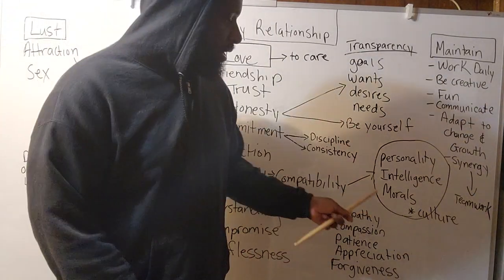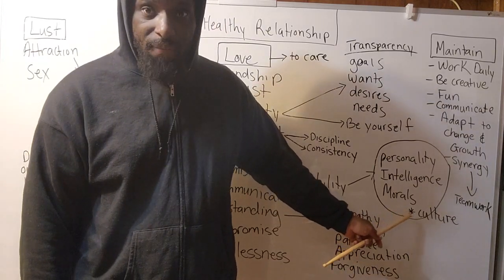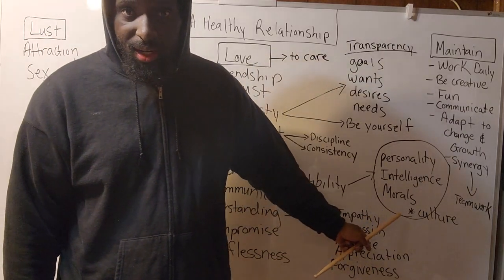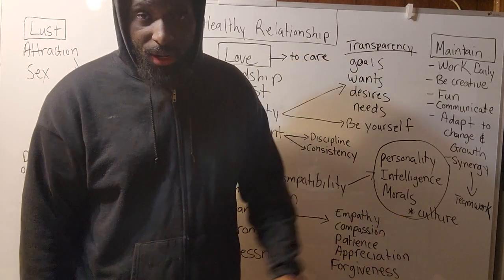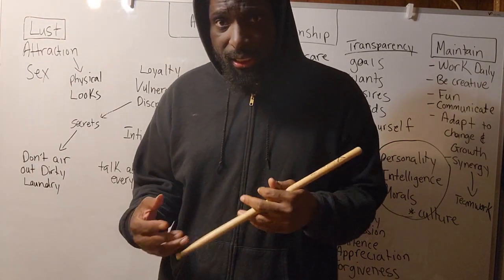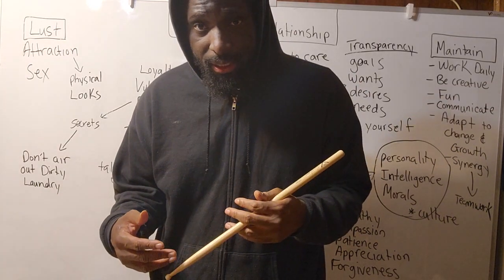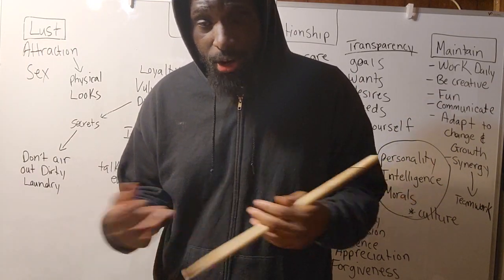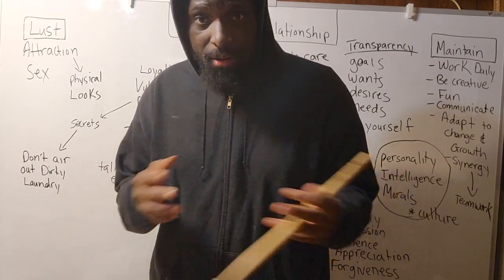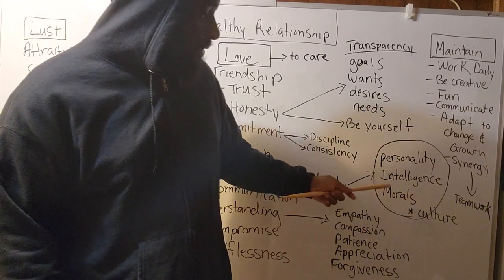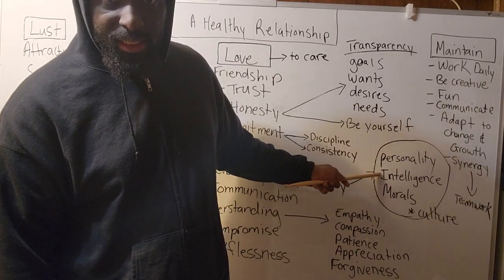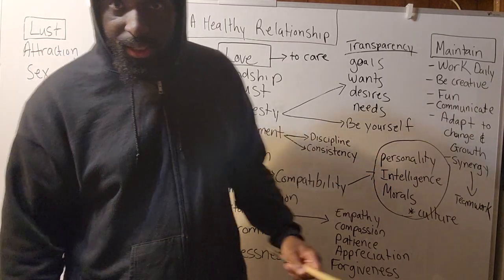So this is why I put culture in asterisks. It would be nice if you do share the same culture, but this is not necessarily a requirement. Why do I say that? Because, for instance, a Black American dating a Caribbean girl, a Black Caribbean, they don't necessarily share the same culture, but they come together and they probably share the same morals, intelligence and personality. You see what I'm saying?